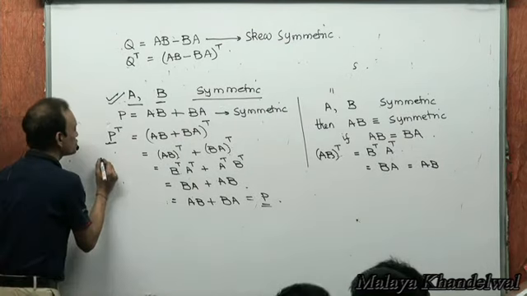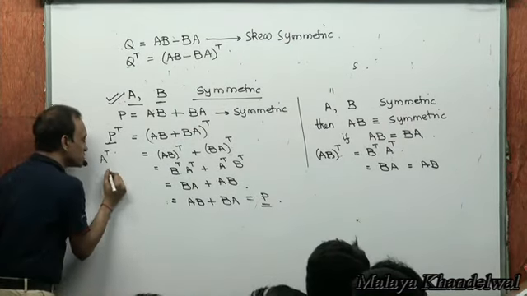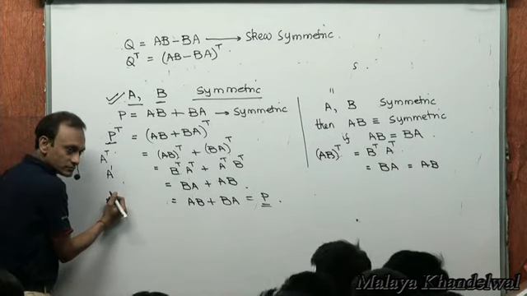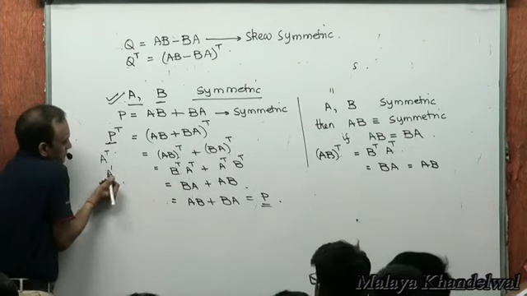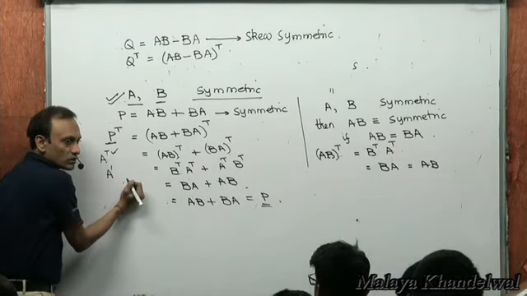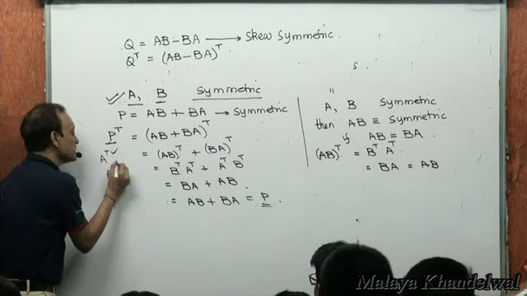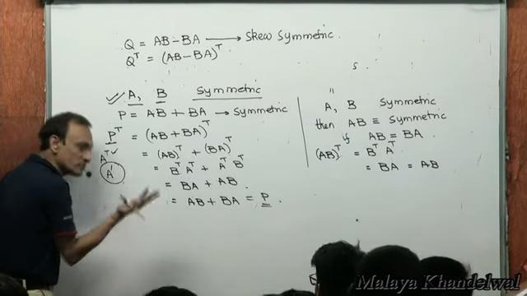Some authors, instead of writing A transpose, write A dashed. So don't get confused. I just want to be unequivocal about this, so I write T. But some people choose to write A prime, which also means A transpose.